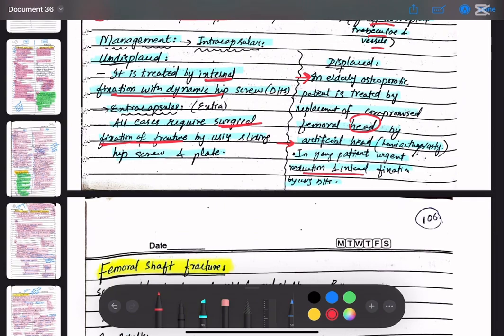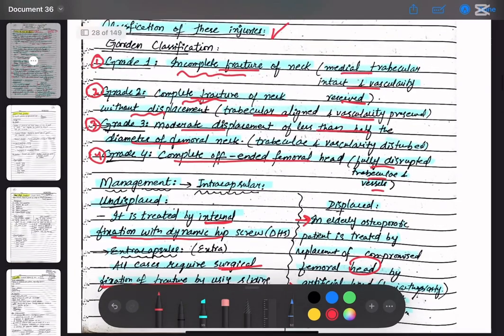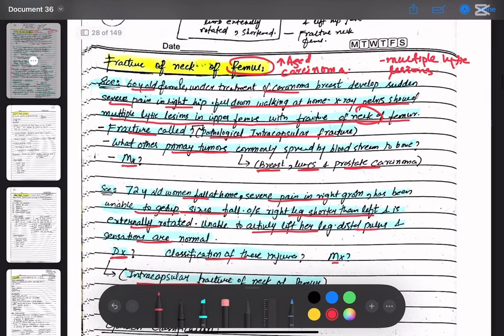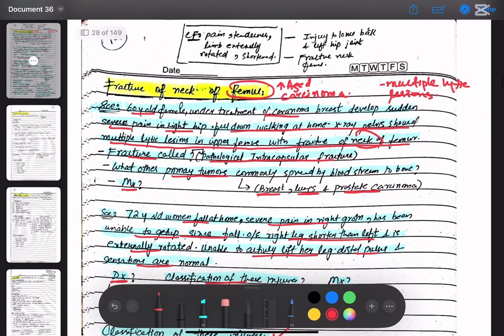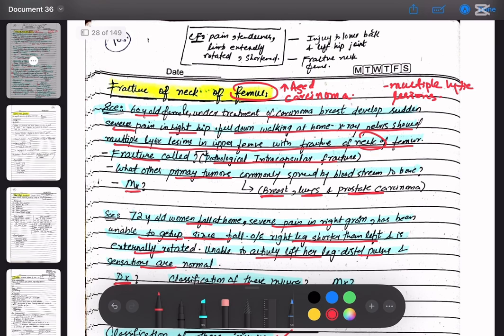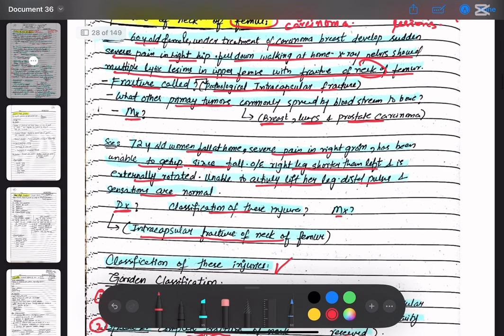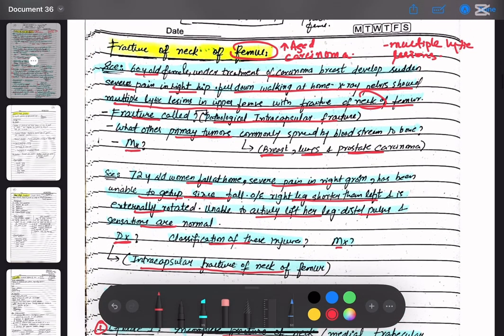Okay, so this was all about the fracture of the neck of femur. This is the intracapsular pathological fracture of the femur, and it is due to an underlying pathological cause, that is aging, falling history or cancers. And what are the tumors that can lead to the spread to the bone? These are breast tumors, prostate tumors and lung tumors, or lung cancers.